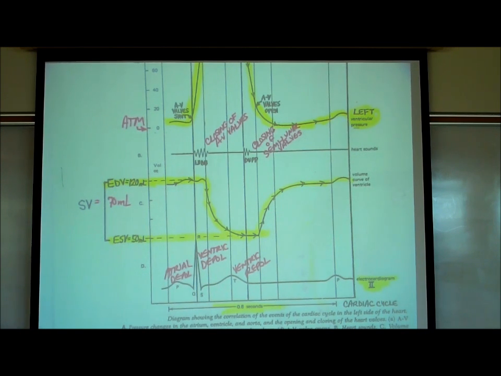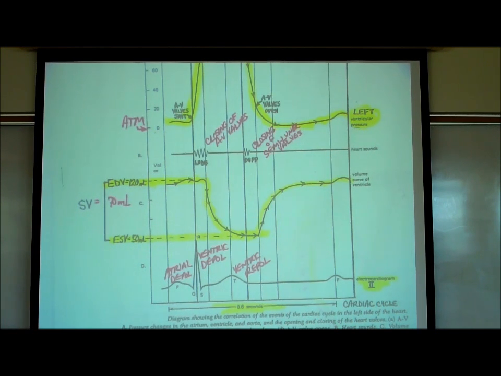So literally, the time between the closing of the AV valve, the inlet valve, and the closing of the outlet valve was 0.3 of a second. That's the time that systole lasts. Systole began with the closing of the AV valve. It ends with the closing of the outlet or aortic valve. 0.3 of a second. Now we're going to mention this fourth phase that we hadn't mentioned before.